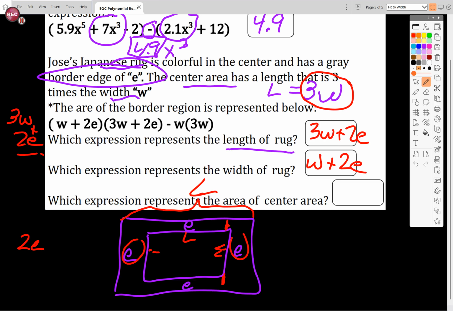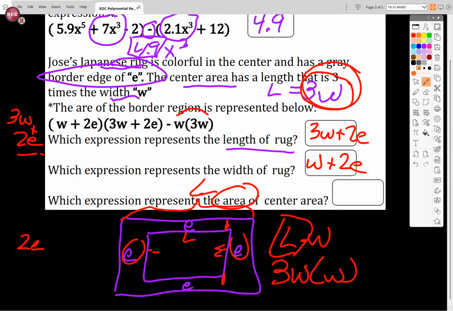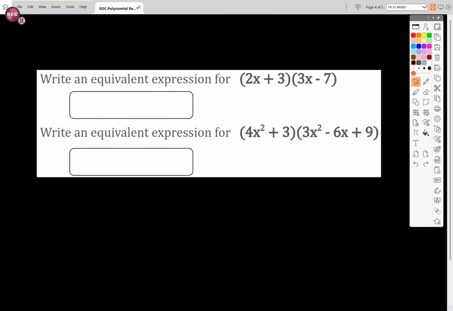So here, the area of the center, right? How do you find the area of the center? You multiply the length times the width. But we don't have the length. But we do know the length is 3 times the width. So this would be 3w times w. So it has to be this one right here. Simple enough? Alright, let's move it along.